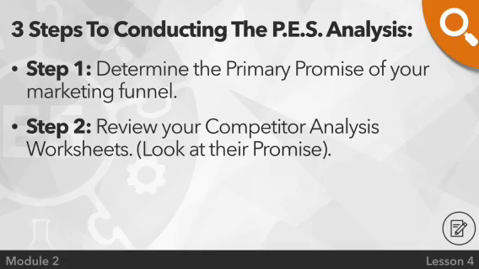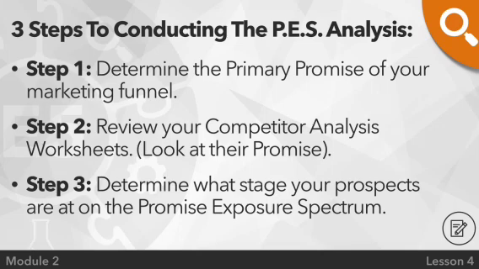Step 2 is for you to review your competitor analysis worksheets, right? Your competitor analysis worksheets from module 1. And specifically what you're going to be looking at is the primary promise of each of the top competitors that you analyzed in module 1. The third step is you're going to then determine, based on your primary promise and the promises that have already been made by competitors, what stage your prospects are at on the promise exposure spectrum.